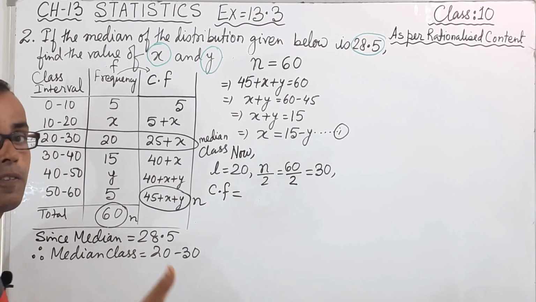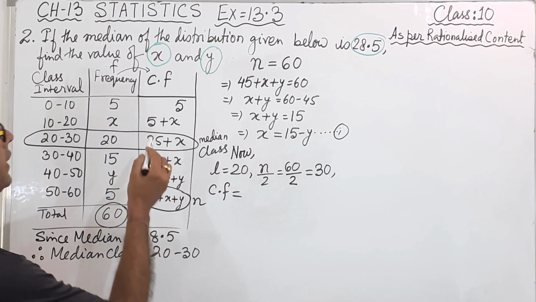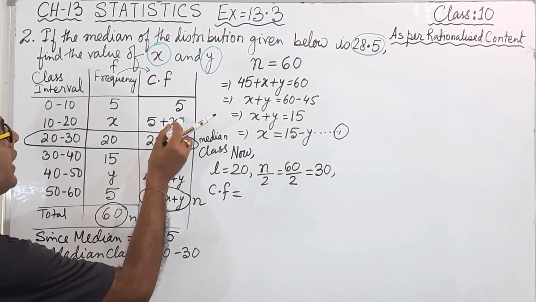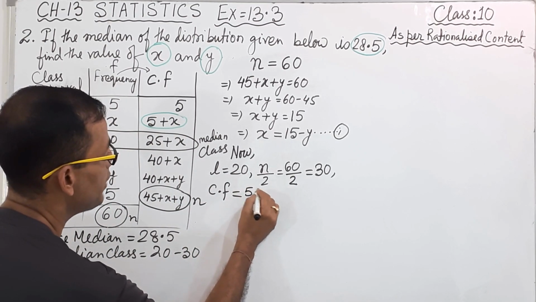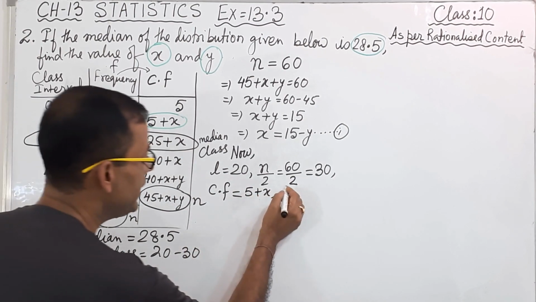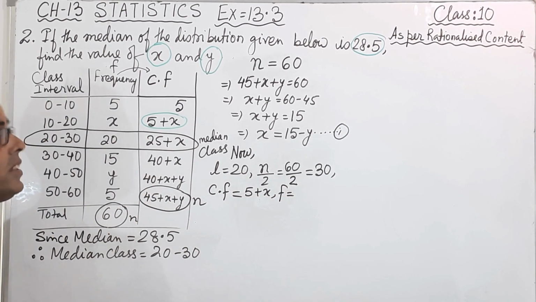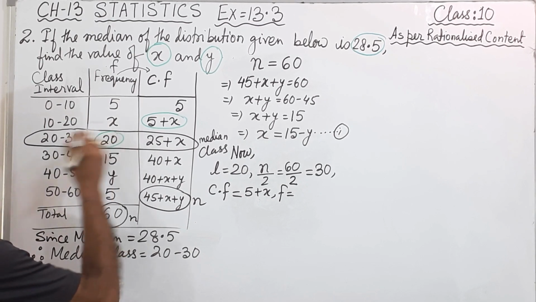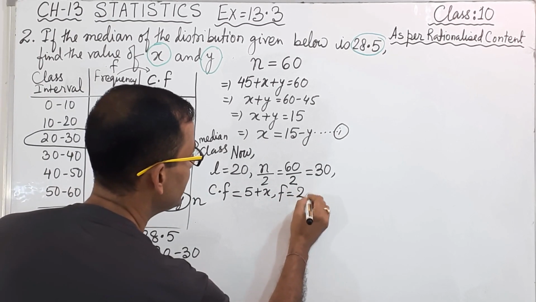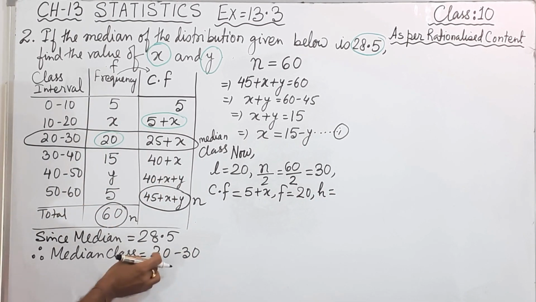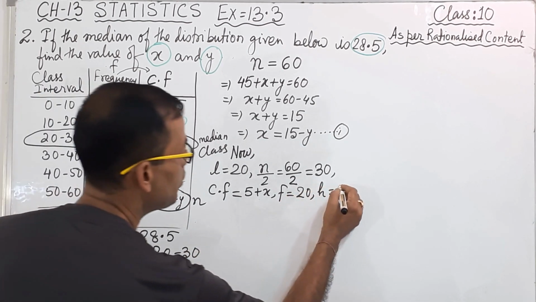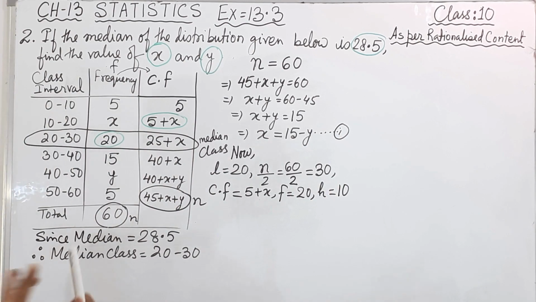CF is the cumulative frequency preceding the median class. So preceding the median class will be this one, 5 plus x. So I will write here 5 plus x. Then I need f. F means the frequency of the median class, and that is 20. So I will write here 20. And then at last I need h. H will be the gap, 20 to 30, so it will be 10. Clear up to this much?